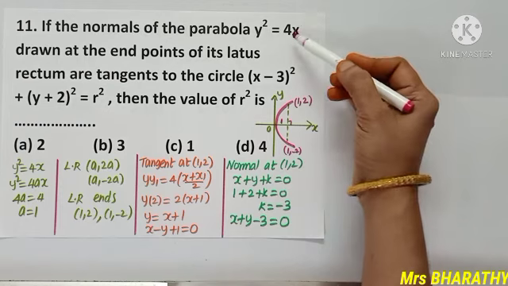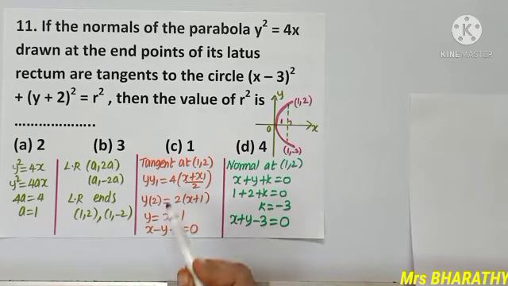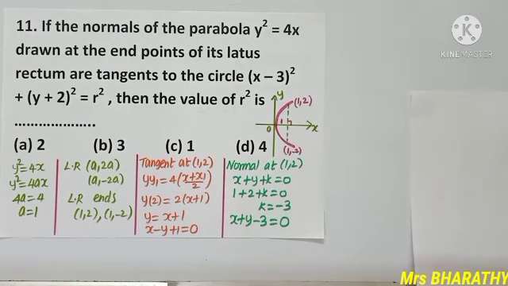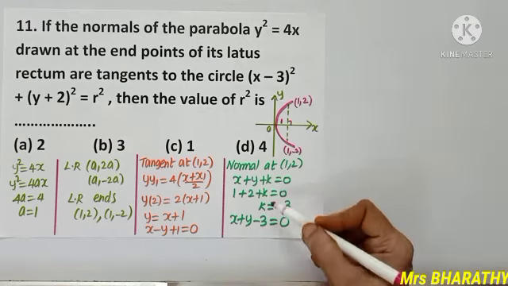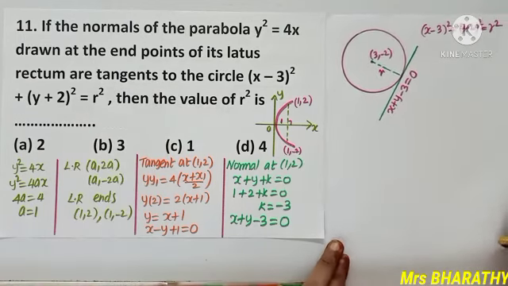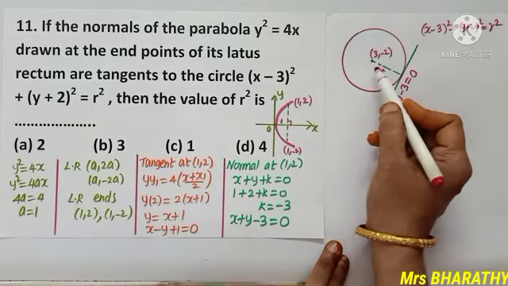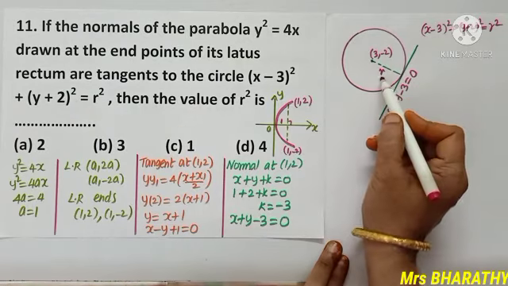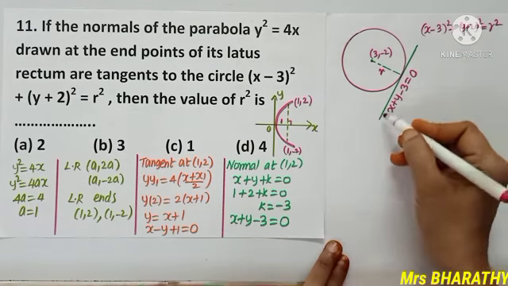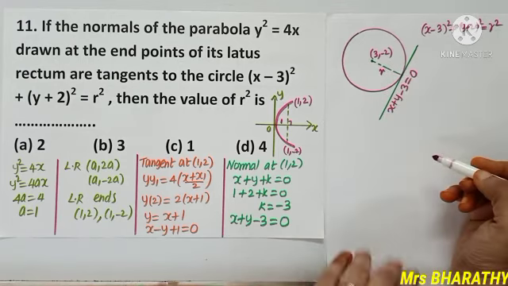From the parabola equation, what is a? Ends of the latus rectum. Tangent at the end and then normal at the end. Now they have given this normal that we have derived is a tangent to the circle. So we have drawn a circle. The center is 3, minus 2. The radius is r. For this circle, this normal becomes a tangent. Whenever I say tangent, center to the tangent, the distance is nothing but radius.